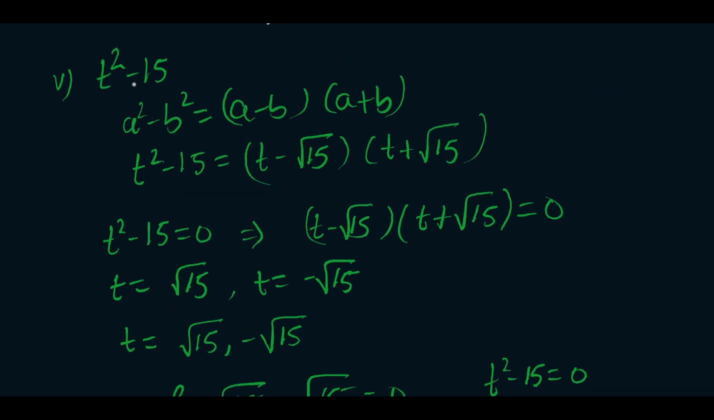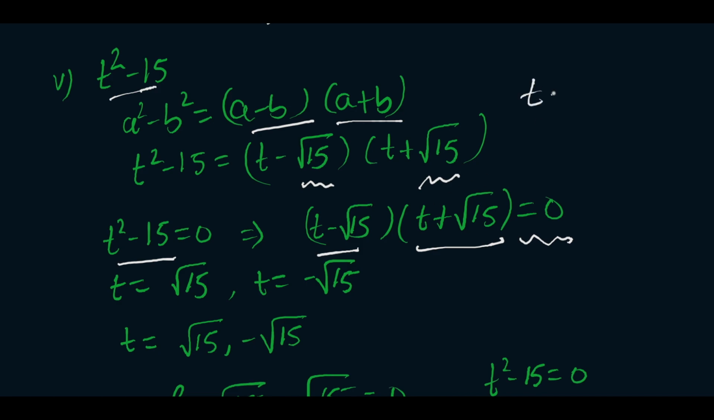Now our fifth question here is t square minus 15. Now how can we factorize it? We know that a square minus b square is nothing but a minus b multiplied by a plus b. So t square minus 15 we can write as t minus square root of 15 multiplied by t plus square root of 15, and this is equal to 0. So the value of t: t minus root 15 is equal to 0. So t is root 15.